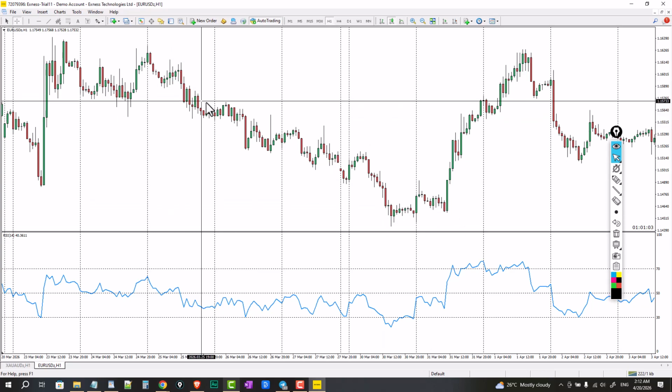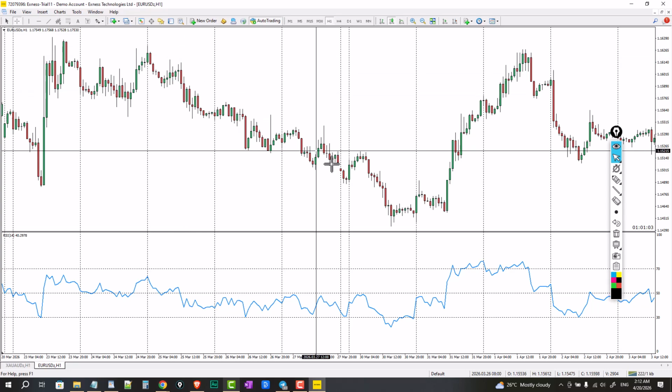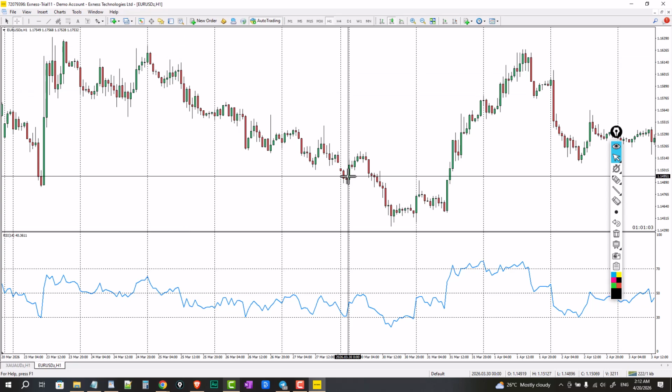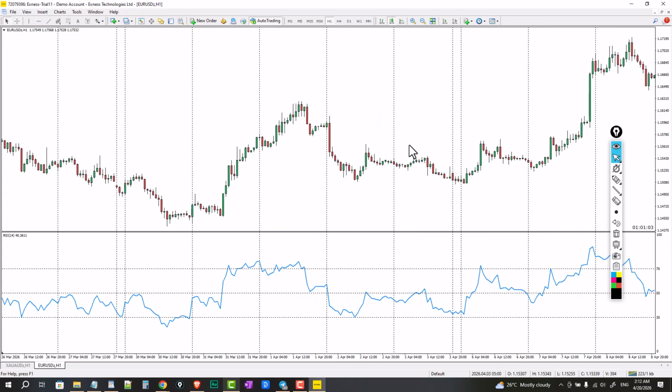Okay, so if you're taking a trade here, place your stop loss above here. If you're going for a 1:2 or 1:3, price would have easily hit your profit target. Okay, so this is the momentum method of using the RSI indicator.